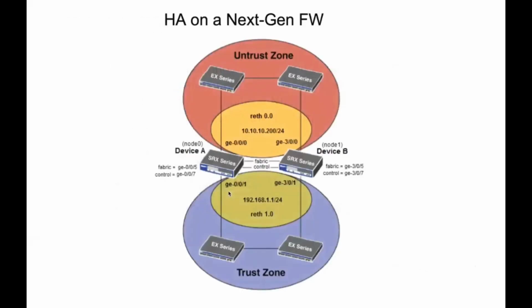And here we can see an example of a chassis cluster of a next generation firewall. In this case, we can see that we have SRX devices here, and we have an active or primary device and a secondary device. The primary device has connections to the secondary device. And basically, we have a fabric link and a control link.